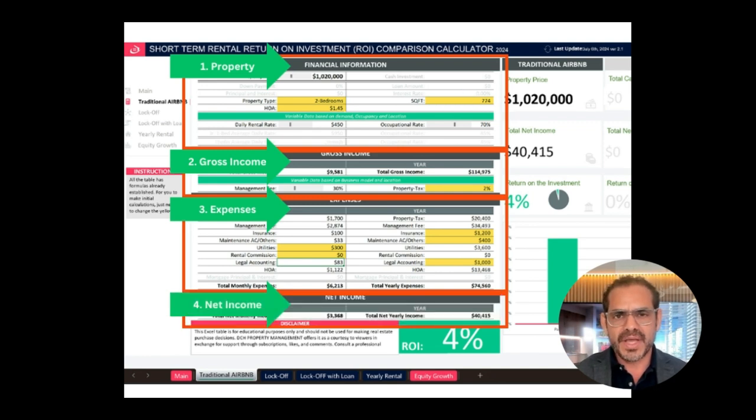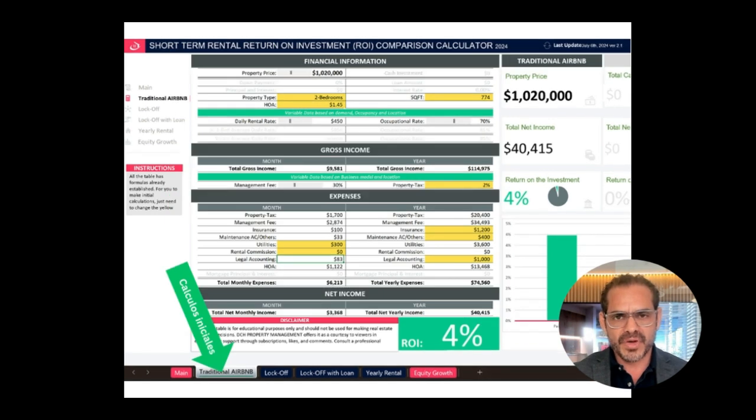The final section calculates net income by subtracting the expenses from the gross income and then dividing it by the total investment value to obtain the return on investment, ROI. Below, we have different tabs where we can view various scenarios.